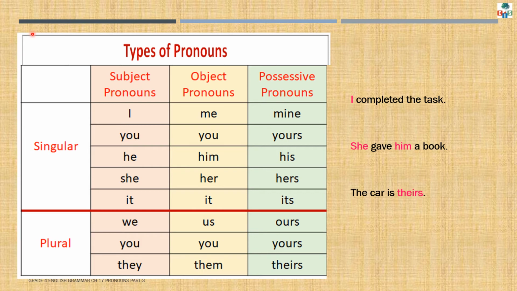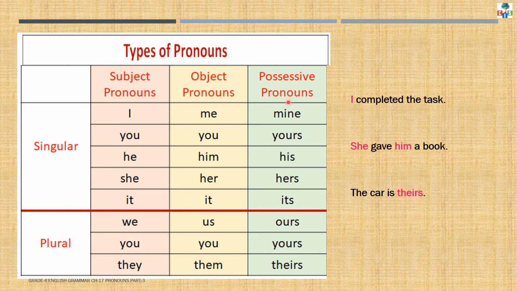Look at this table, children. It will help you to understand the types of pronouns which we learned till now. Subject pronouns. These pronouns we use before the verb, in the subject's place, and they are the doer of the action. The pronouns I, you, he, she, it are used in the singular form, and the pronouns we, you, and they are used in the plural form. Object pronouns. Object pronouns we use after the verb in the predicate part, and they are affected by the action of the doer. Me, you, him, her, and it are used in the singular form. Us, you, them are used in the plural form.